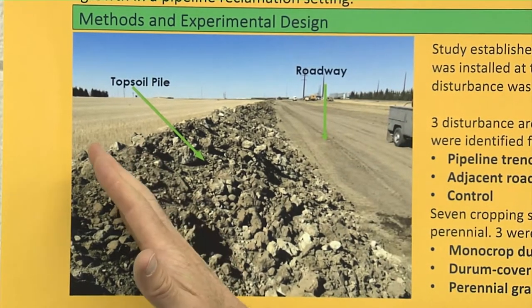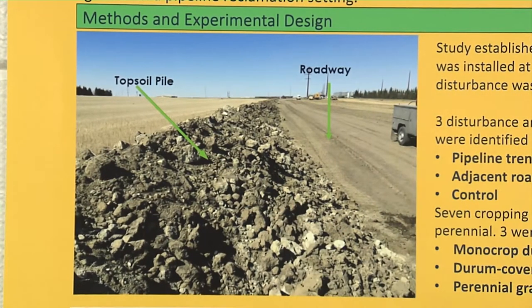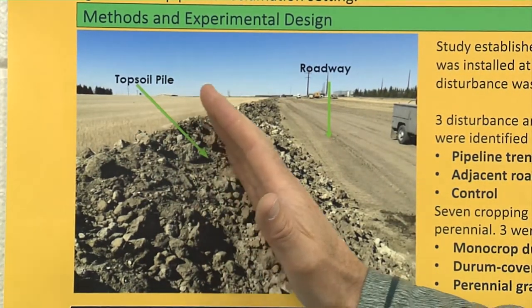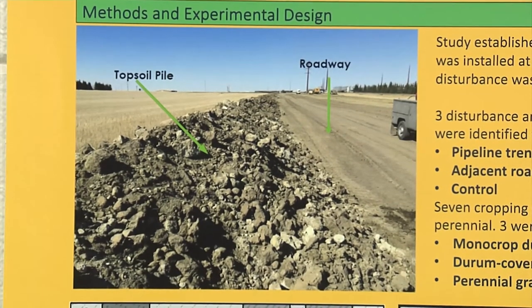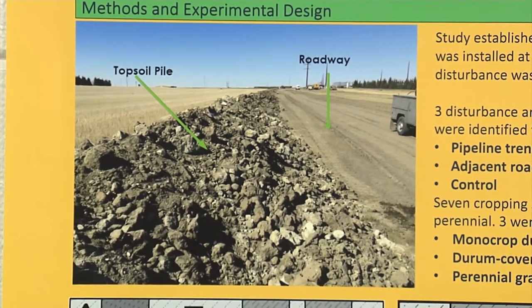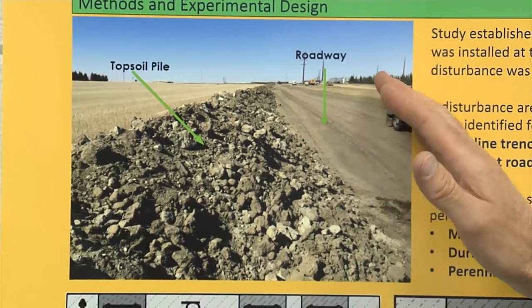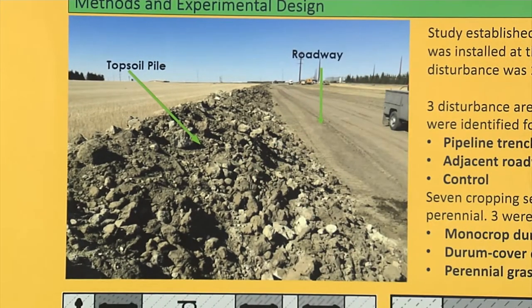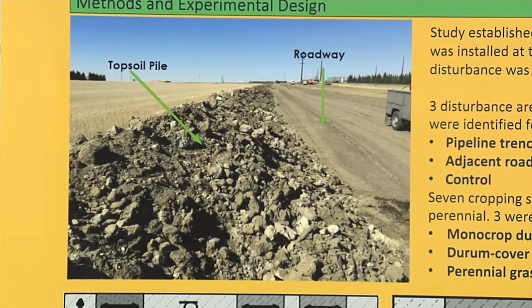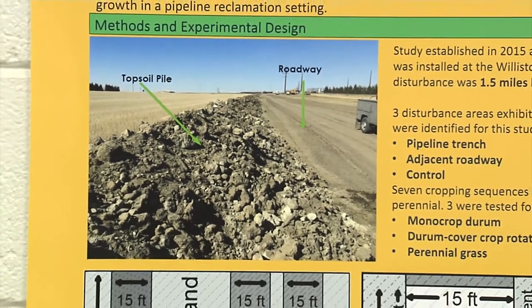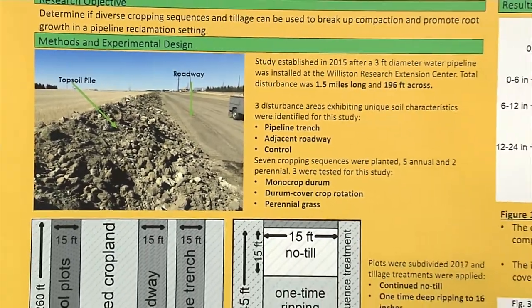So after the pipeline has been installed and everything's ready to go, this soil will be pushed back, it'll be reseeded, and then the pipeline crew just keeps on moving down the line. So you can think about this area of impact as 60 to 100 feet, but the pipeline might be 200 miles long. So think about that from the standpoint of the impacted area that you might have.